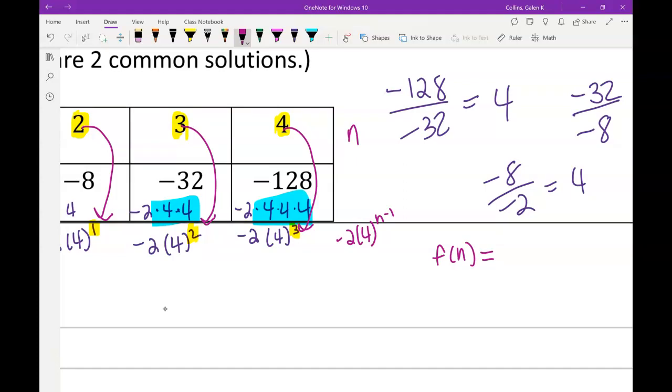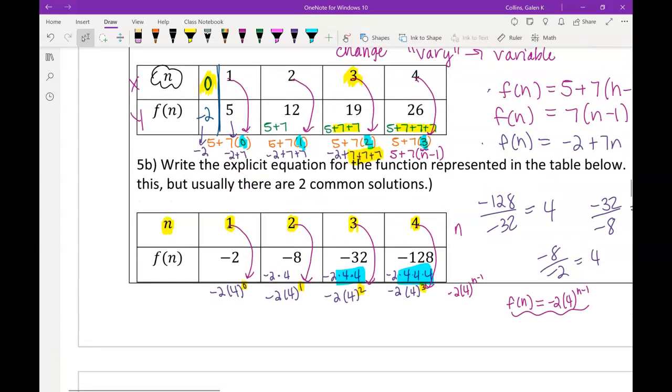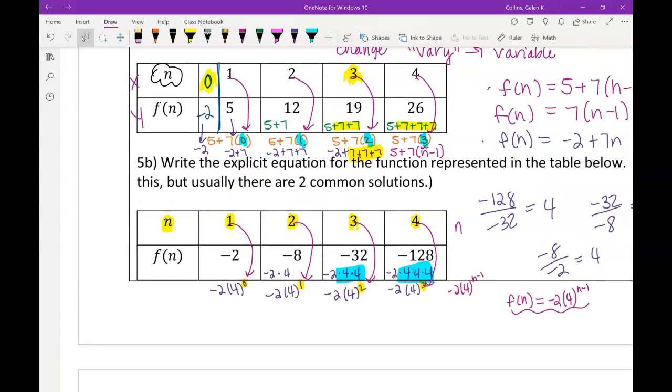So f of n is negative 2 times 4 to the power of n minus 1. That works for us. That's a good explicit equation. It holds. You could plug those values back in to check it. You could use that to generate other terms. But just like above, there's one more way to think about this. Well, that's actually not true. There's infinitely many more ways to think about this.